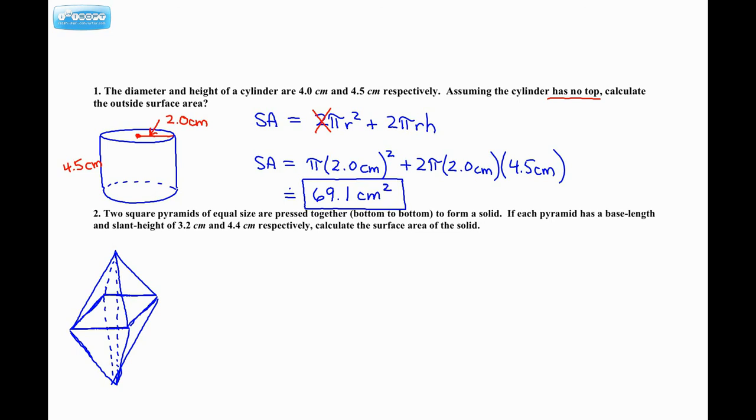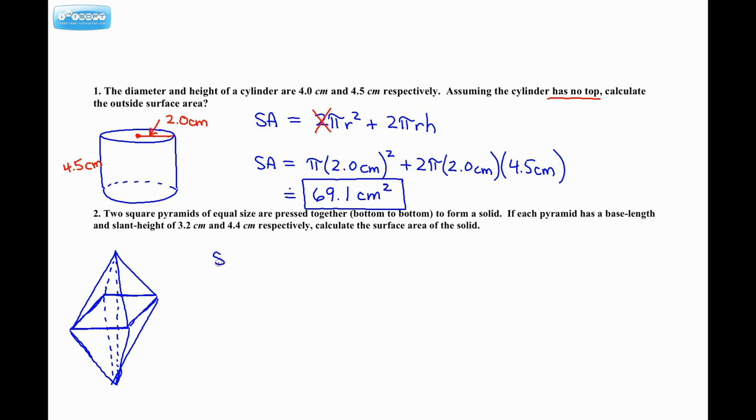And I want to calculate the surface area. Well, when you're calculating surface area, you're only meant to calculate the areas of all the faces that you can actually see. So because they're pressed together, both bases, we can effectively ignore them. So we don't have to calculate the areas of the bases at all. So really, we have a pyramid with 4 triangles, but there's 2 of them. So all I have to do is calculate the area of 8 triangles, and then I'm done.